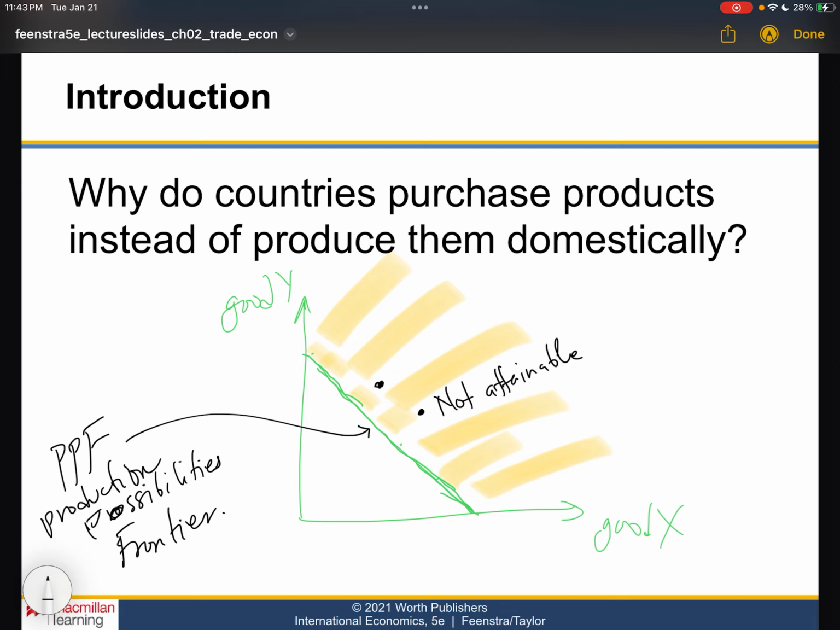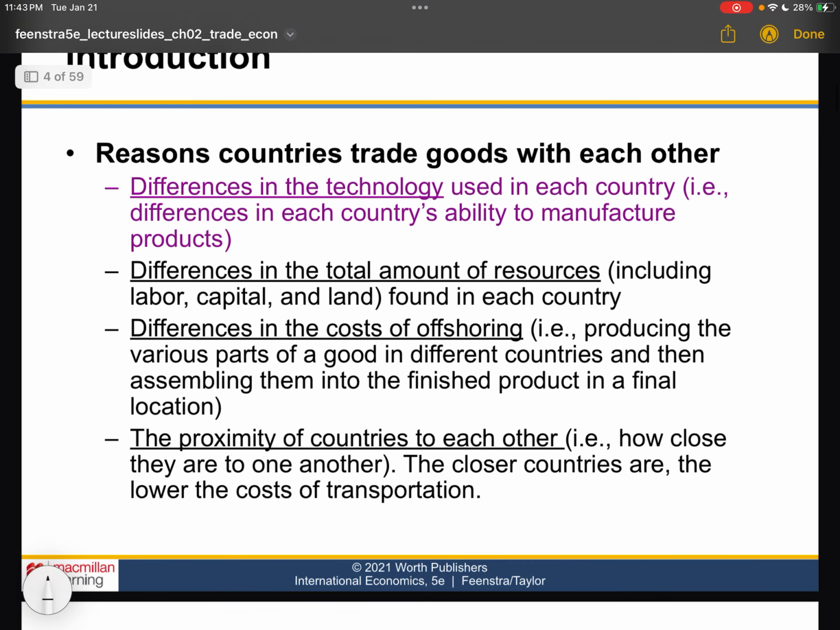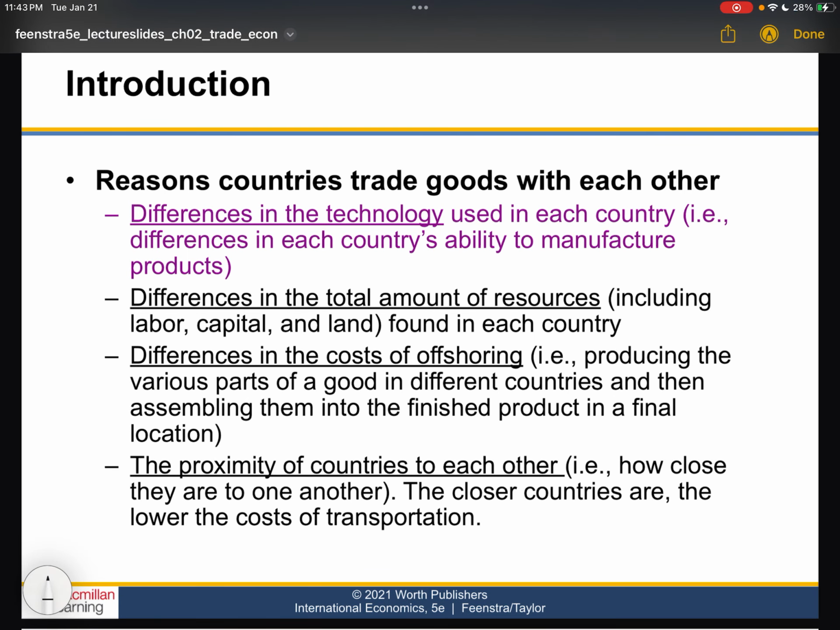A given country at that PPF. What that means is that green line signifies the level of technology and factors of production the country has to produce just at that line, and not farther. So to get to a point that is not attainable, through trade, you will have to partner with another country that probably has better technology than your country. See that? Yeah. Good. So differences in technology will be one of the reasons why countries trade goods with each other.